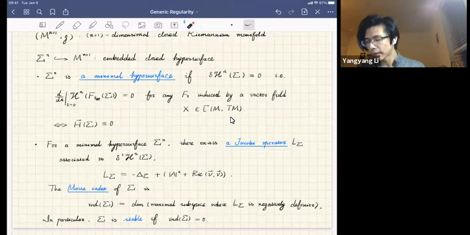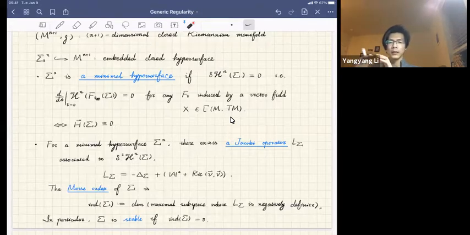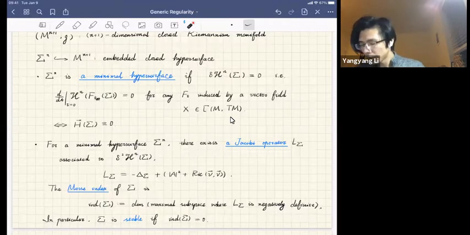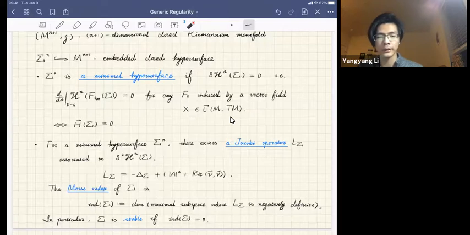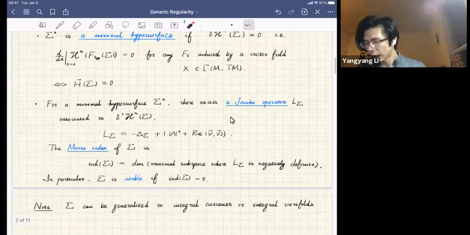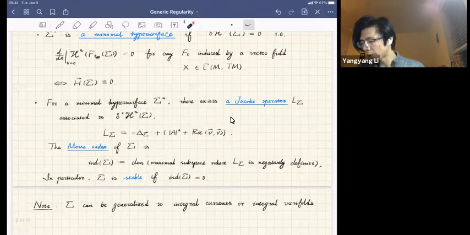We can define the Morse index of sigma to be the dimension of the maximal subspace where L_sigma is negative definite. Intuitively, this denotes the number of directions that you can decrease the area of sigma. In particular, we say that sigma is stable if the Morse index of sigma itself is 0. So in fact, if sigma is an integral current or integral varifold, then everything defined above could be generalized. This is just for experts on GMT.